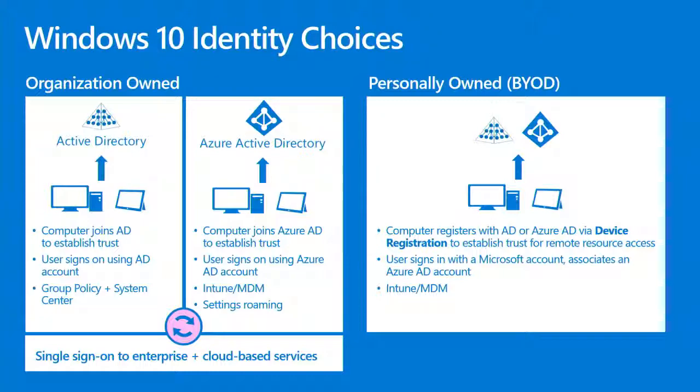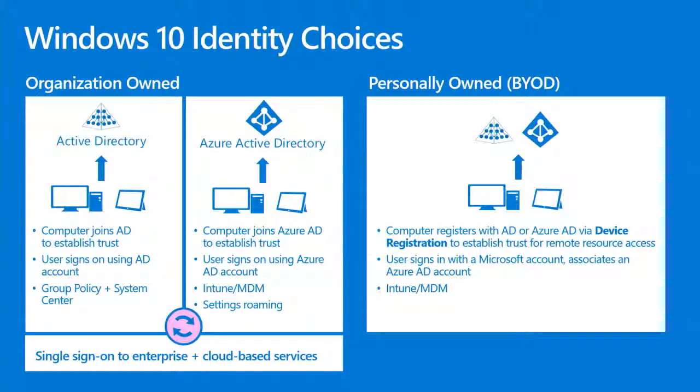So even if you just got a machine joined into Active Directory, as long as it recognizes that, oh, there's an Azure AD account out there for you, it can sync your settings to Azure rather than using OneDrive, which is what a Microsoft account uses today. So you can do either of those scenarios for organization-owned machines. Join it to AD, join it to Azure Active Directory.